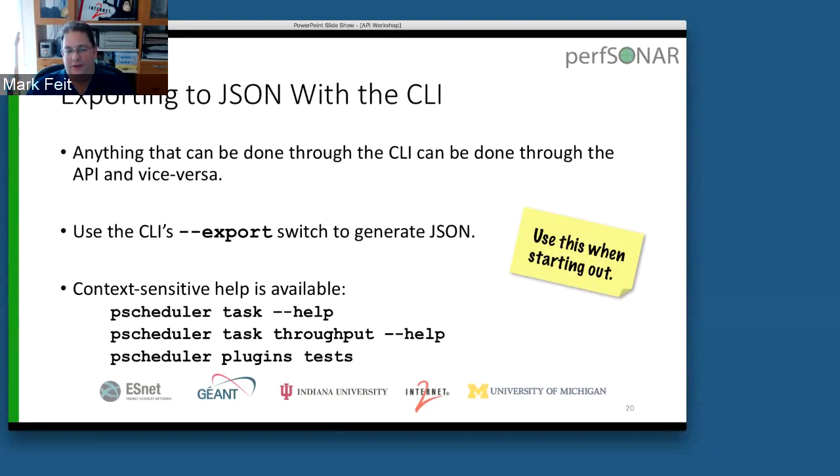The CLI's task command has an option called export, which instead of submitting the task to the server to be scheduled, will just generate the JSON and spit it out on the standard output and exit. Additionally, and this has been covered in a couple of other places, context-sensitive help is available. On the CLI, you can say pScheduler task --help, and you'll get help that's appropriate for the task context. If you say pScheduler task with a test type, e.g. throughput, and then help, you'll get help for what the switches are for throughput.